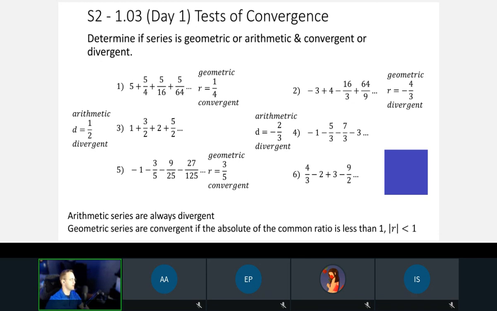Yep, George, you're right. It's geometric. It's pretty easy to see. If you notice, it goes plus, minus, plus, minus. If it alternates like that, it's definitely geometric. It's not possible to be arithmetic. Definitely geometric.